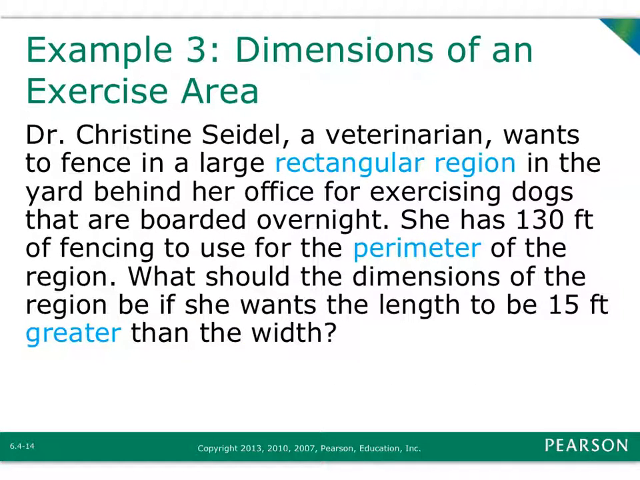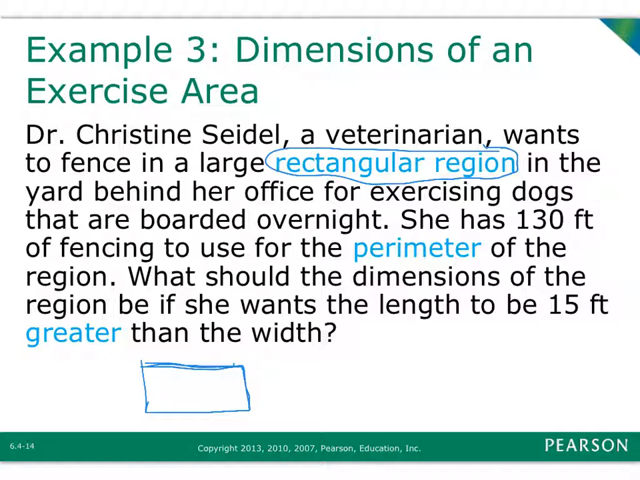So here's our example 3. It's a dimension exercise. Whenever we see this idea of a rectangular region, for example, now we know the strategy. We know that we're dealing with a rectangle that has either area or perimeter that we're going to be dealing with. That gives us our first clue.